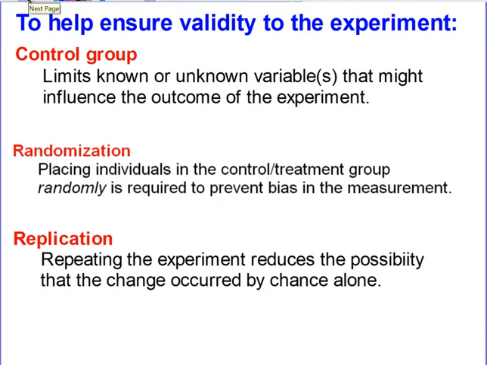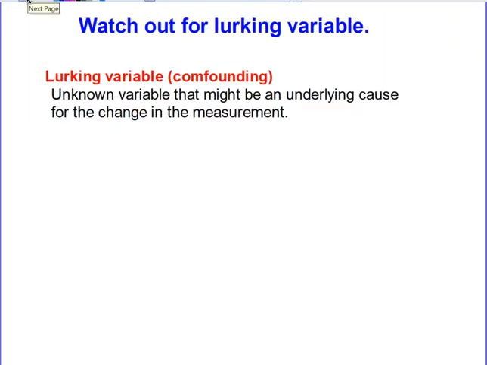To help ensure validity, your control group limits known or unknown variables that might influence the outcome of the experiment. Try to use randomization as much as possible; placing individuals into a controlled treatment group randomly rather than assigning them prevents bias. And again, replicate, do it again and again and again. That's going to give you a better chance that you pin down what's actually going on.